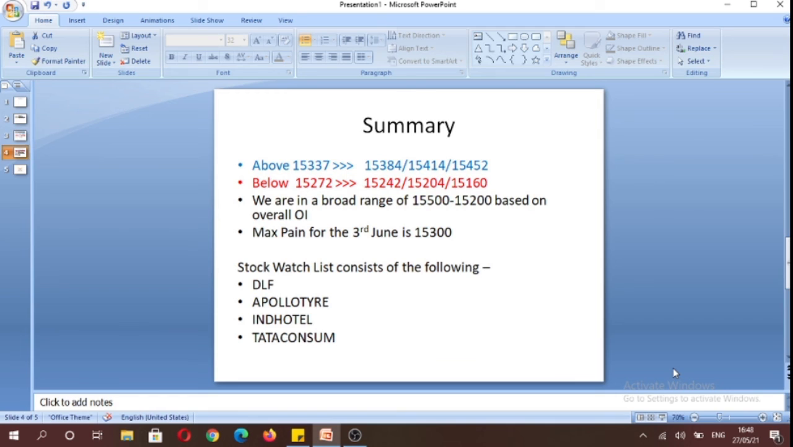And the stock watch list would include sectors which are relatively outperforming right now. So the IT sector and media sector are outperforming, and metals are underperforming. So wait till 9:45 p.m., at which I would be sharing our long or short bias stock watch list.